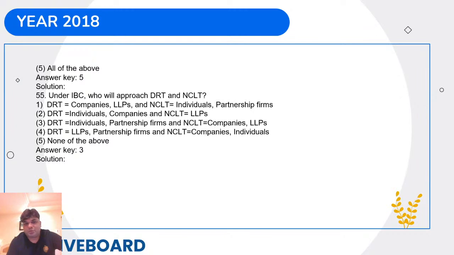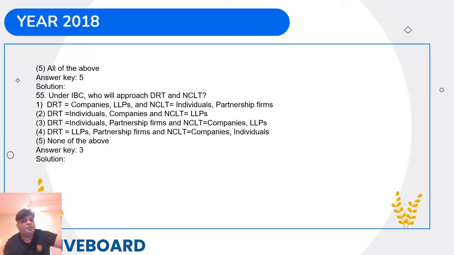Okay, this was a very easy question. Again, under IBC, who will approach DRT and NCLT? DRT stands for Debt Recovery Tribunal and NCLT stands for National Company Law Tribunal. As I've told you in the previous question, if you are a company and if your company is going for bankruptcy or filing bankruptcy, then you will approach the NCLT.